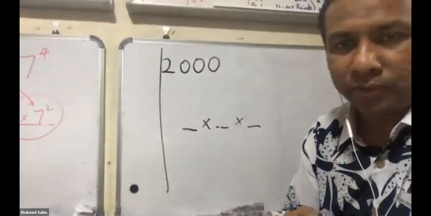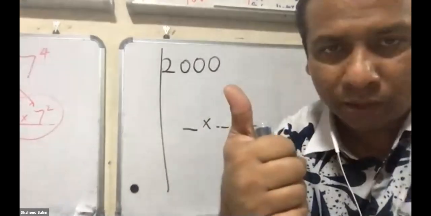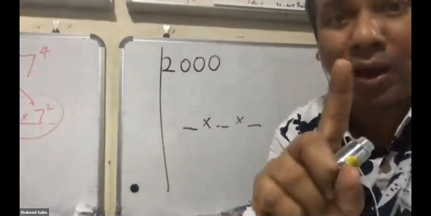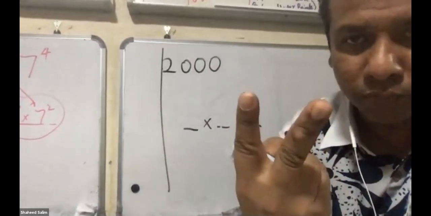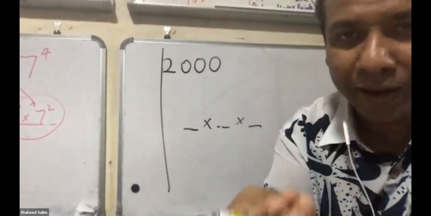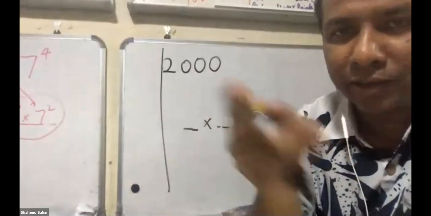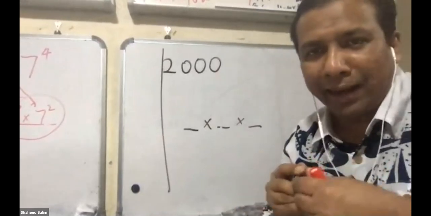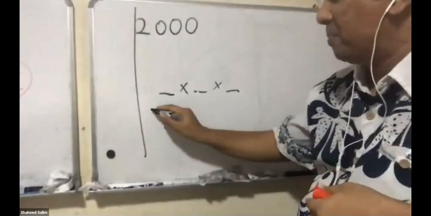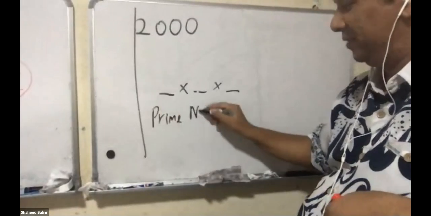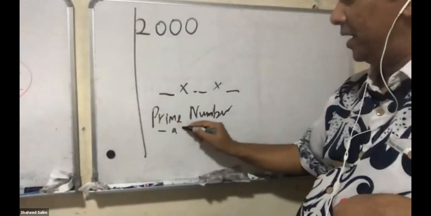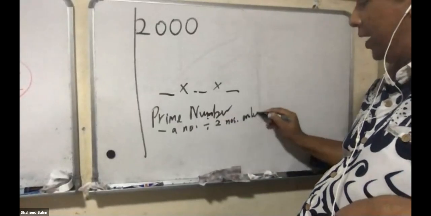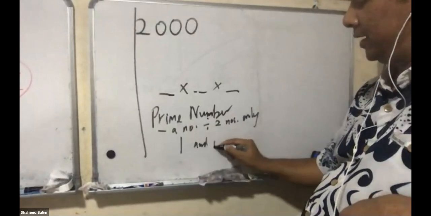You know what is prime numbers, right? Is one a prime number? Yes or no? One. No, one can only be divided by one number, which is 1. The smallest prime number is 2, then 3, then 5, then 7, then 11, then 13, then 17. You must remember. What is it? A number that can be divided by 2 numbers only. And what are the 2 numbers? 1 and itself.